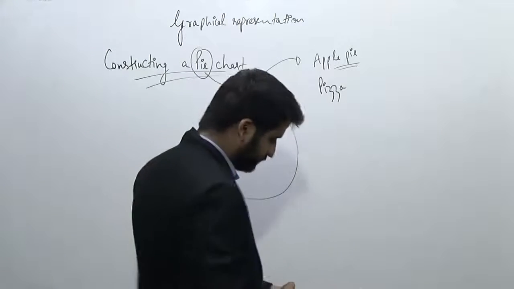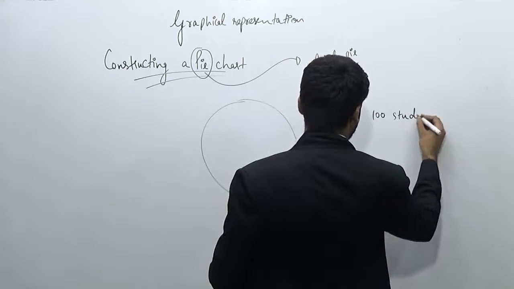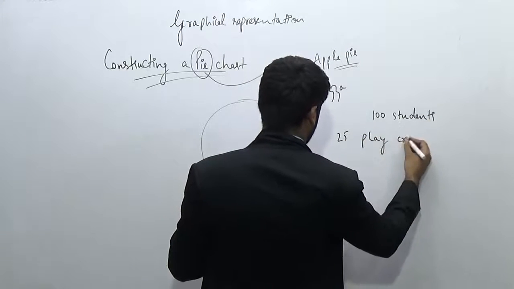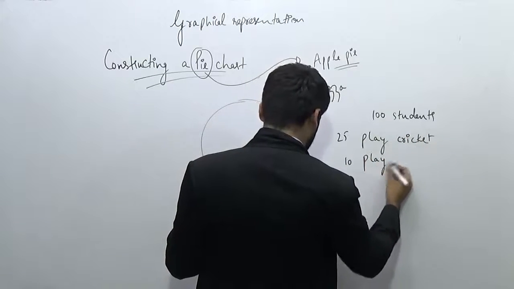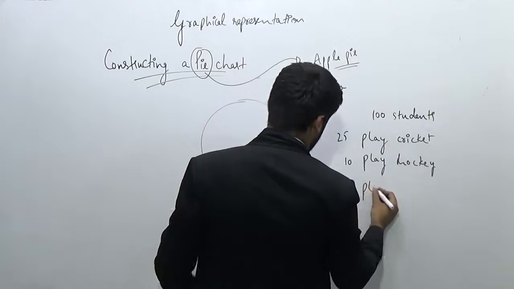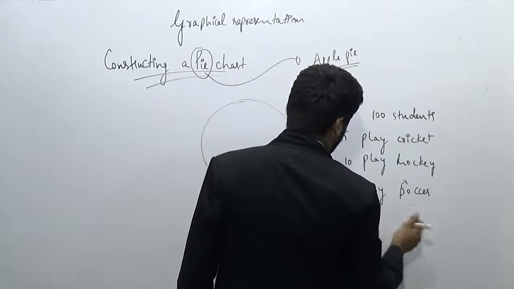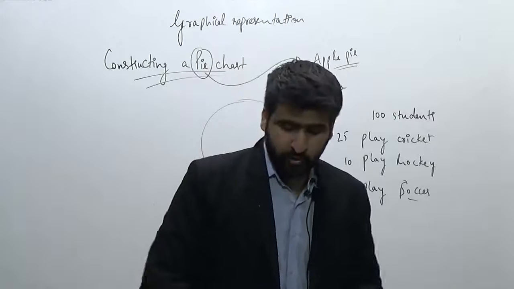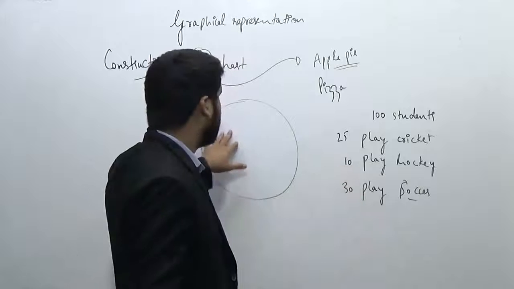Let's suppose out of 100 students, 25 play cricket and 10 play hockey, 30 play football or soccer, and the rest of the students don't play any game. You have to construct this data graphically in the form of a pie chart.